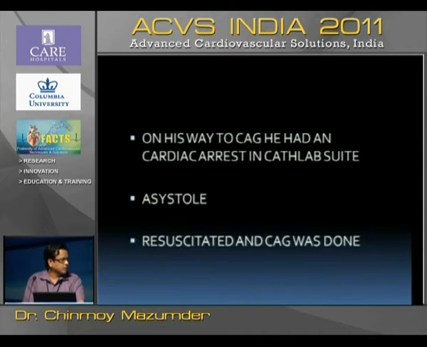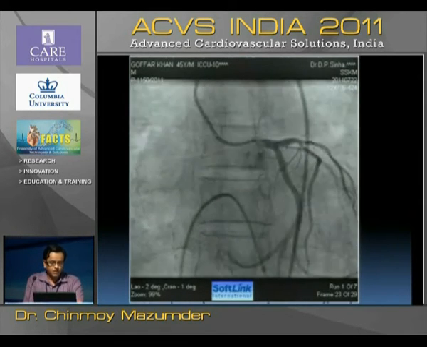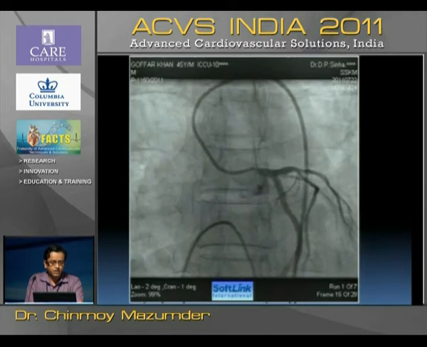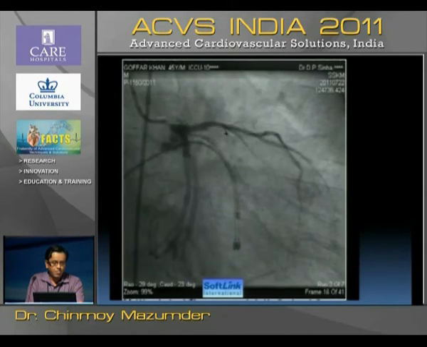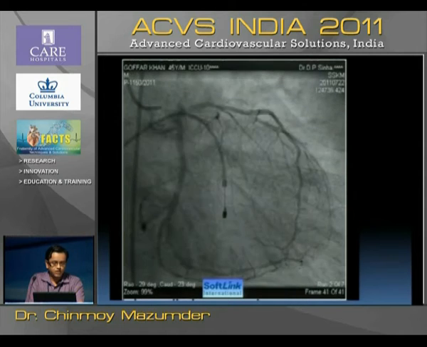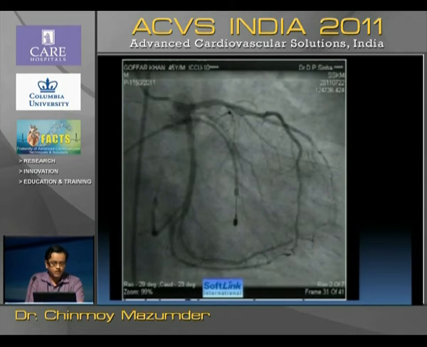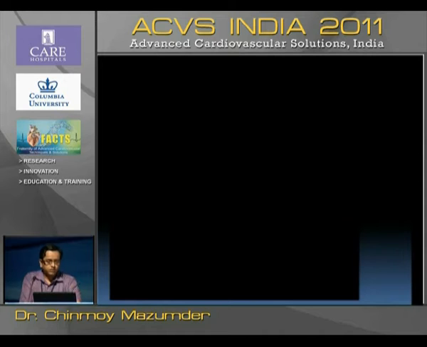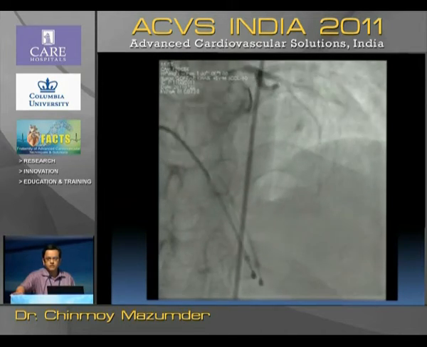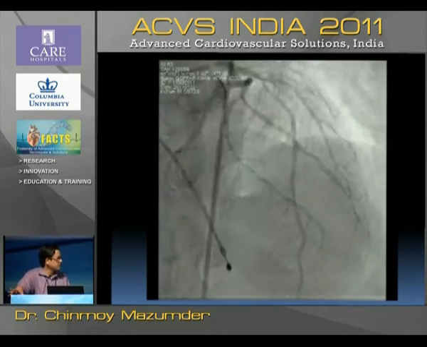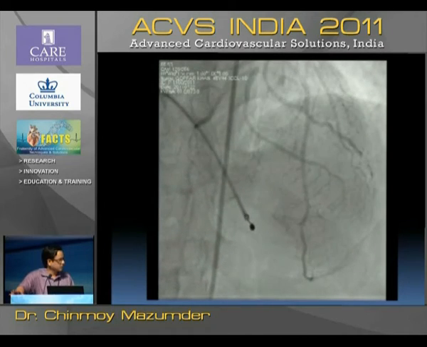Just while he was waiting in the cath lab, he had a cardiac arrest. He had asystole. We resuscitated him, and a coronary angiogram was done. It showed an ostial LMCA lesion of around 90%, as you can see in various views. Since he had an asystole, we decided to put him on temporary backup. Besides this, in the left system there were no other anomalies or stenosis.